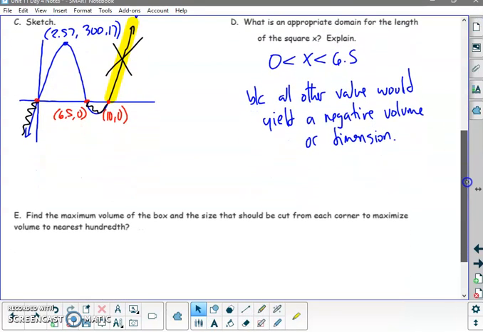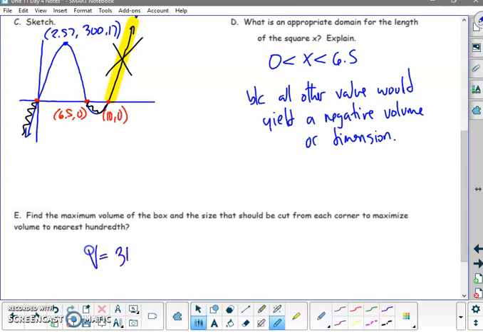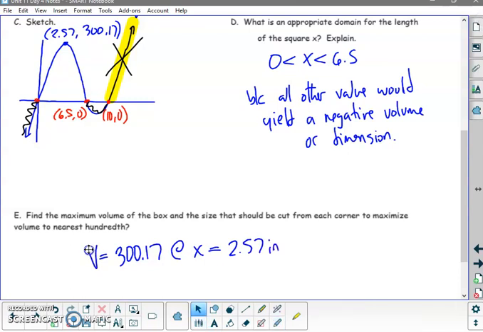All right, so find the maximum volume of the box. That maximum volume is going to be 300.17, and the size of the square you have to cut out would be 2.57 inches. Okay, so we're going to take a little break here. There's one more part of this lesson that we need to go over, but I'm going to do a separate video for that. Thank you.